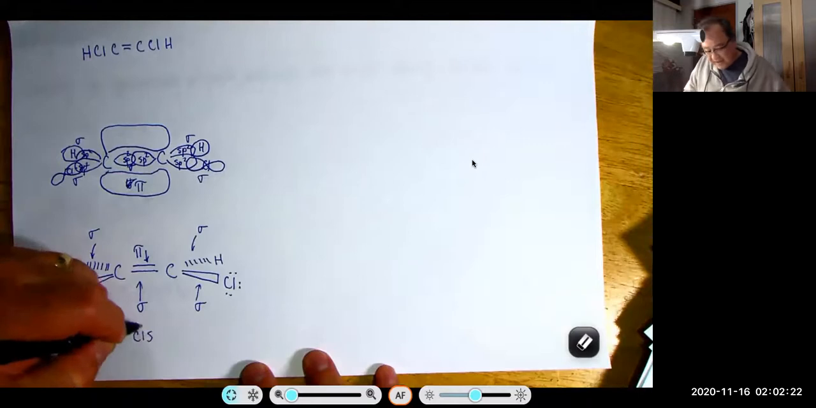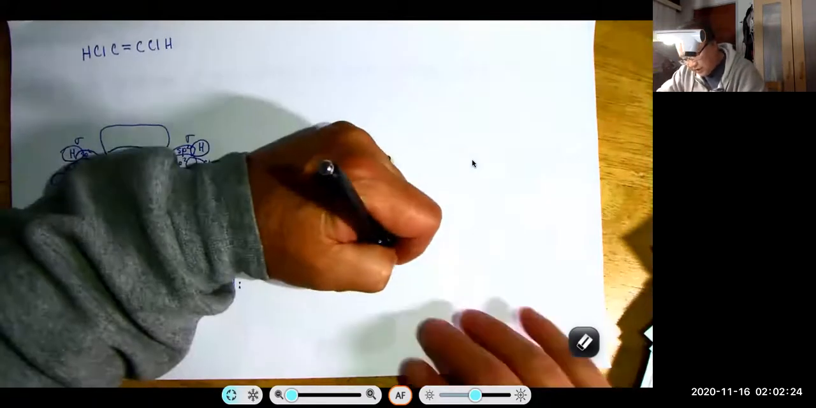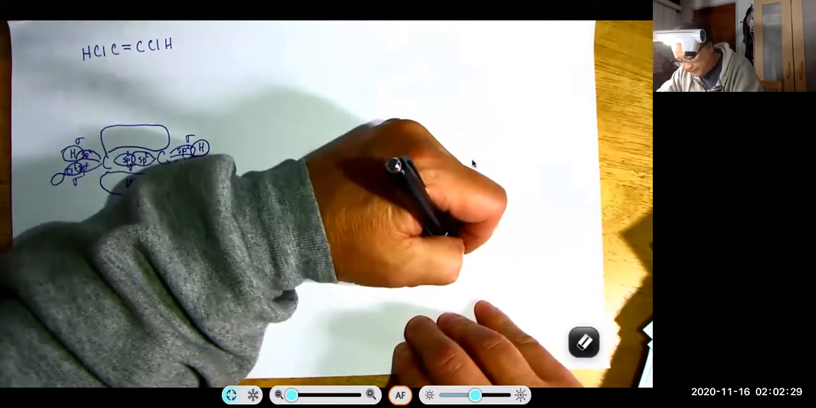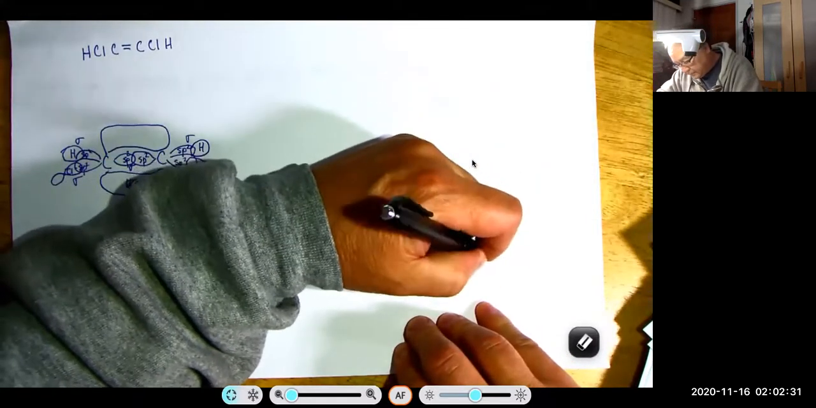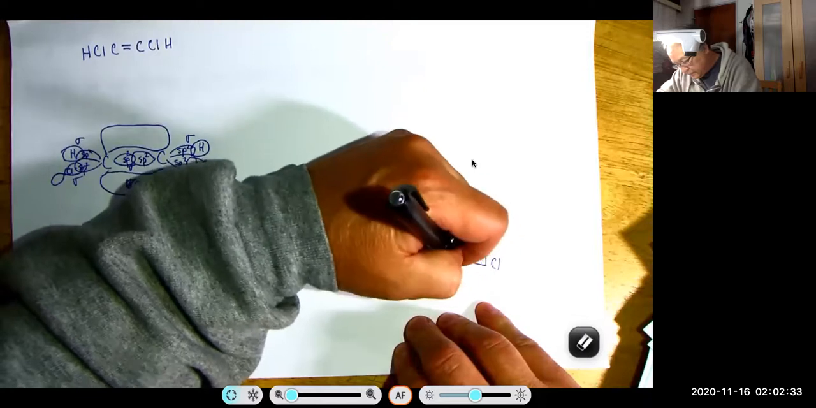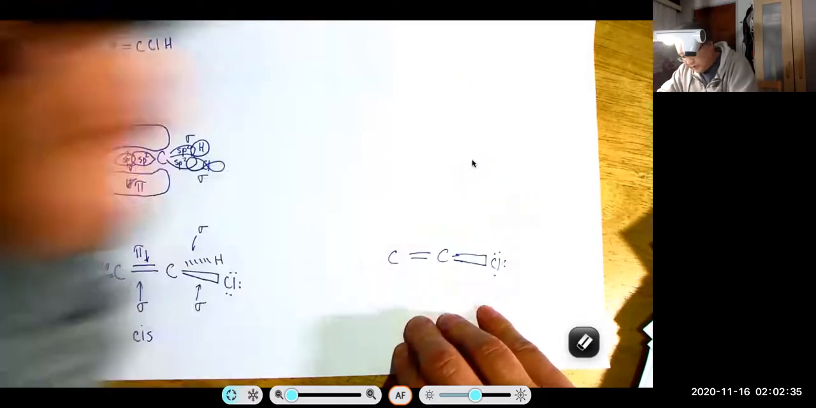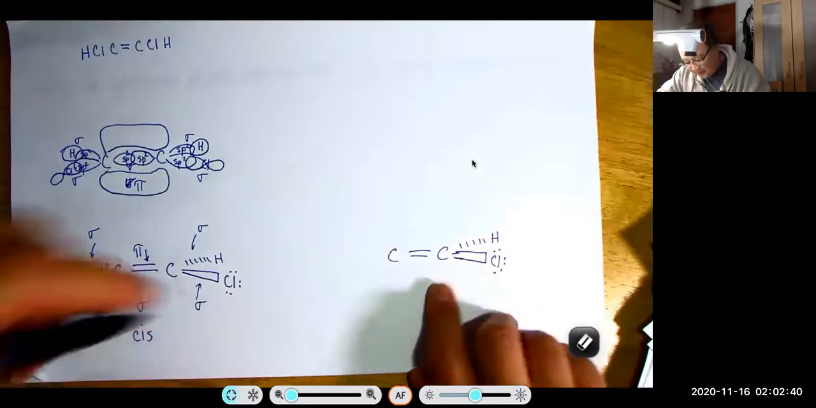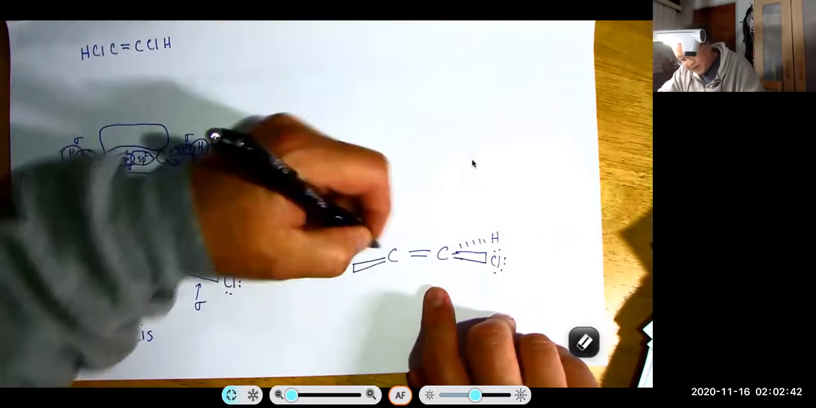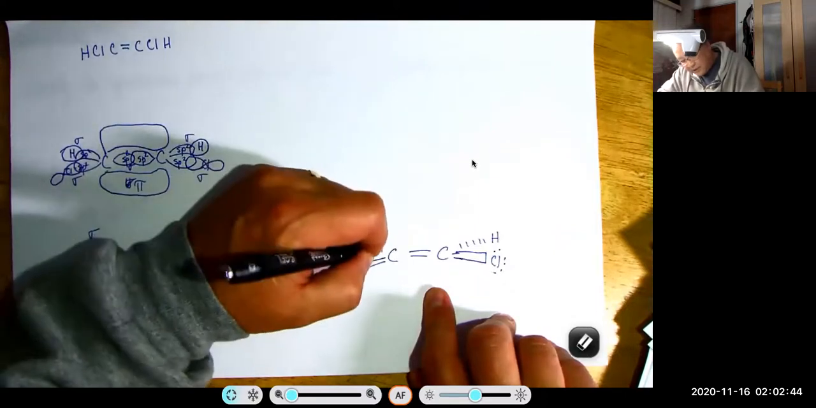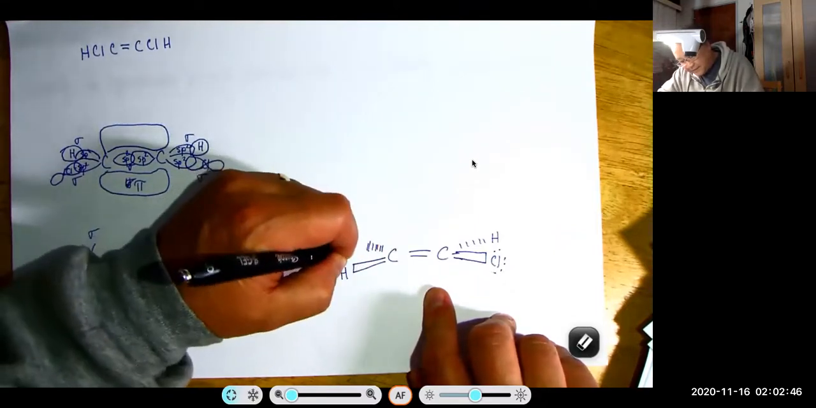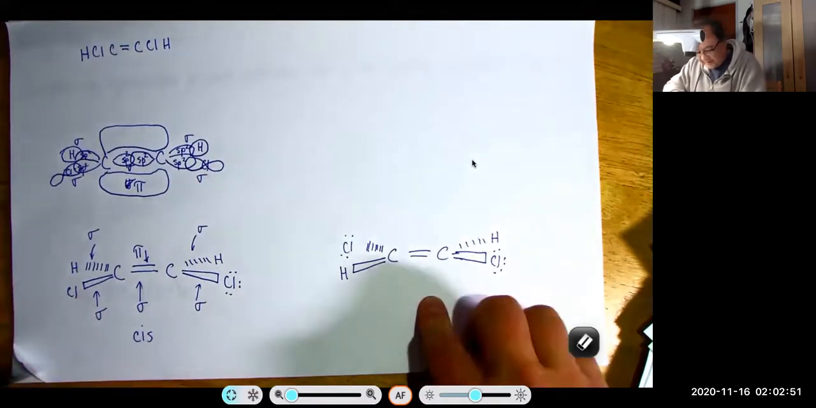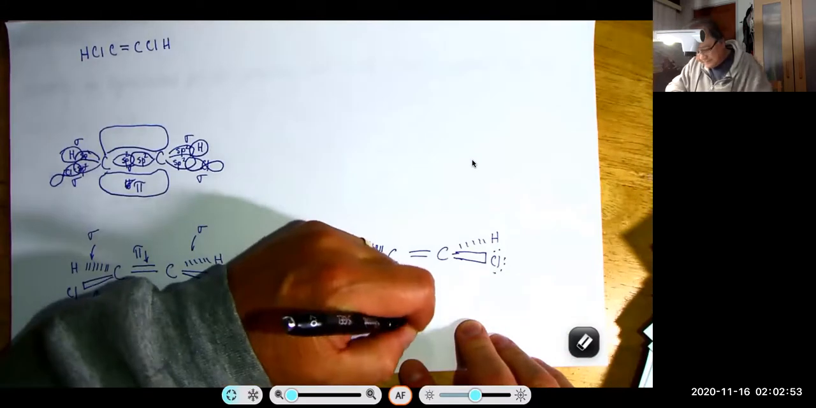We're on the same side. So let's draw the other one where you have the trans and it's nonpolar. So there we go. I'm drawing this side the same as that side, but on this side, I'm going to put the hydrogen coming forward and the chlorine going back. So here, this is the cis and this is the trans.